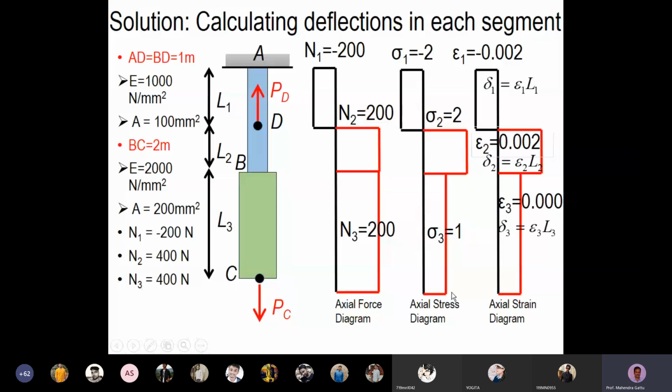Okay, so this is regarding the use of the axial force diagram, and how to use an axial stress diagram and axial strain diagram to calculate the elongations in the bar. In all these problems, we have either prismatic cross sections or assembled prismatic cross sections.